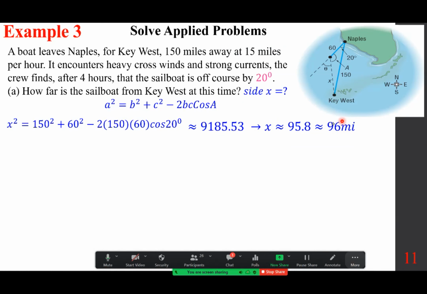So this is a rough estimate. So x, this distance, how far is the sailboat from Key West? So how far are we? We are about 95.8, 96 miles. That is the distance.